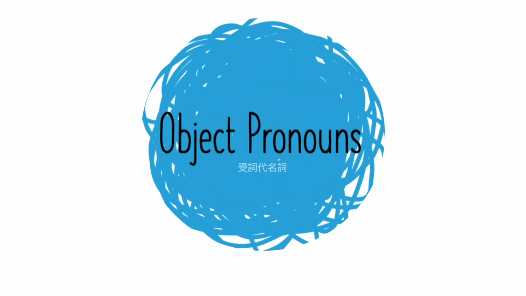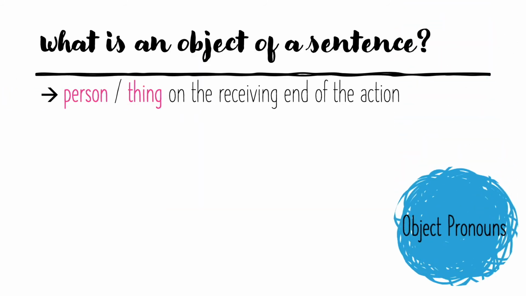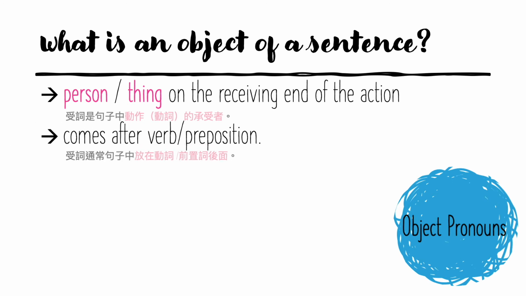Now, let's talk about object pronouns. It is used to replace the object of a sentence. What is an object? It is a person or a thing on the receiving end of the action. So it receives the action. It is affected by the action. So it comes after the verb or preposition.